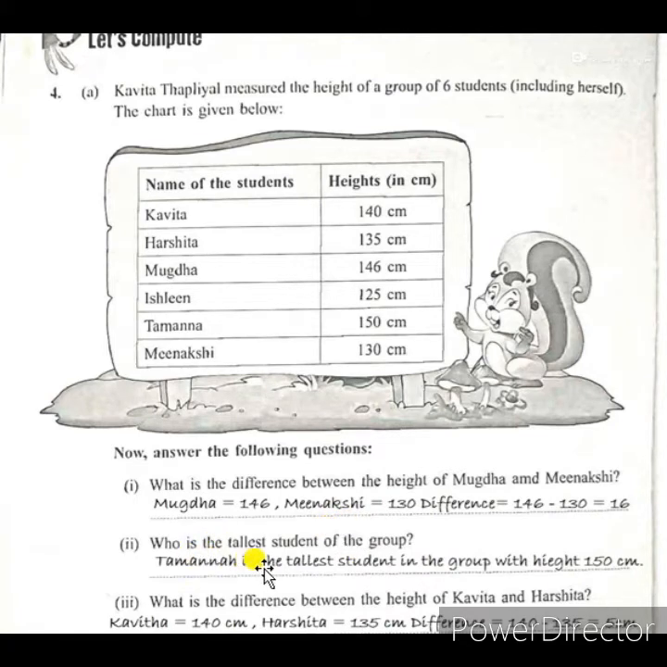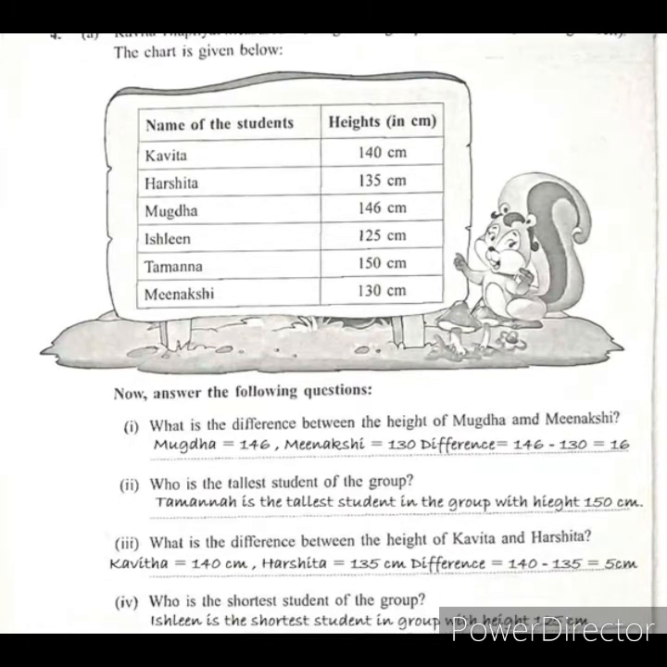Who is the tallest student of the group? Now read all the students' heights. First Kavita 140. Now we have to find the tallest student from this chart. Harshita 135, Mugdha 146, Isleen 125, Tamanna 150 centimeter, and Meenakshi 130 centimeter. Among these, which is the greatest number? Yes, Tamanna. Tamanna's height is greatest, 150 centimeter. Nobody's height is more than Tamanna's height.